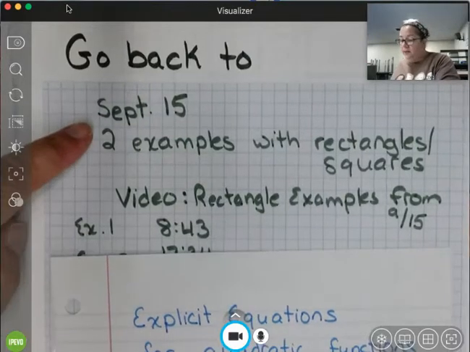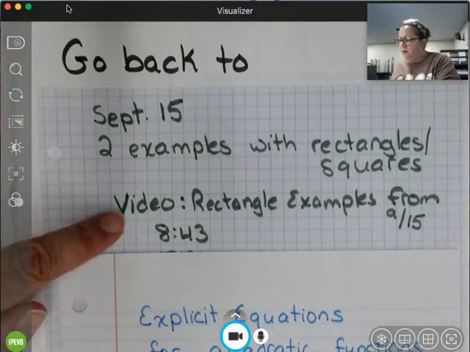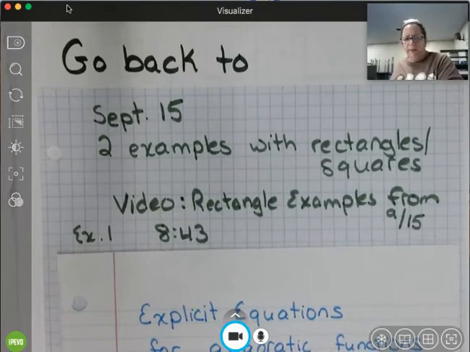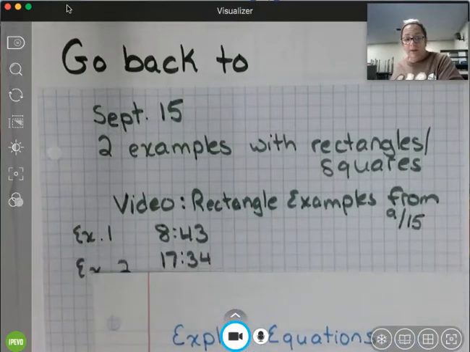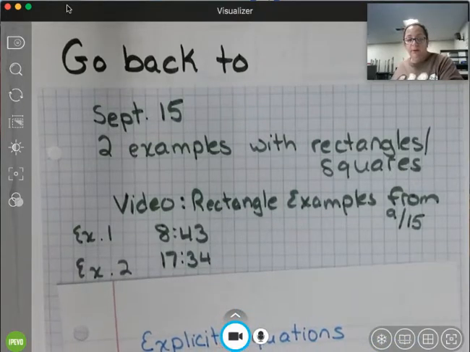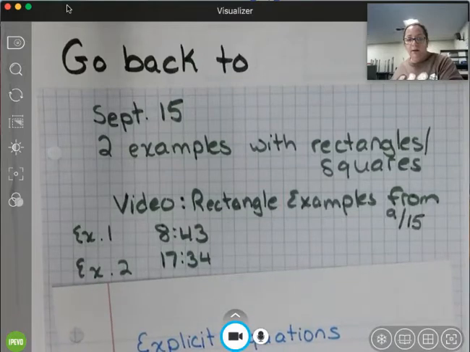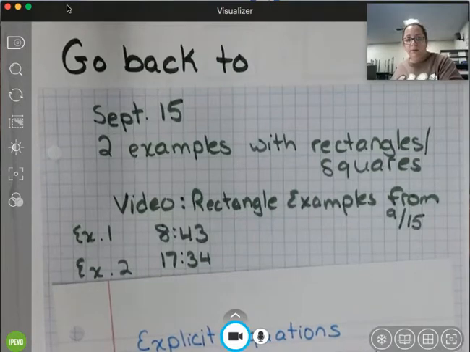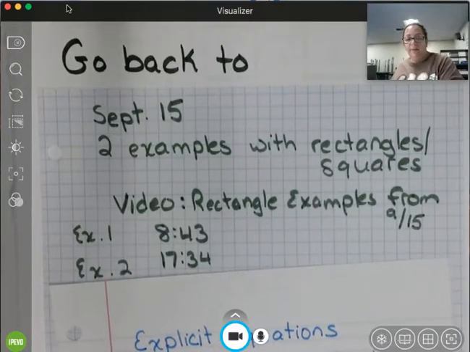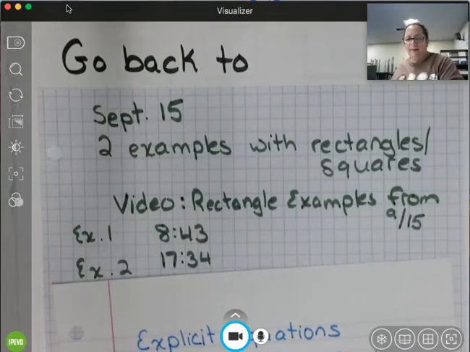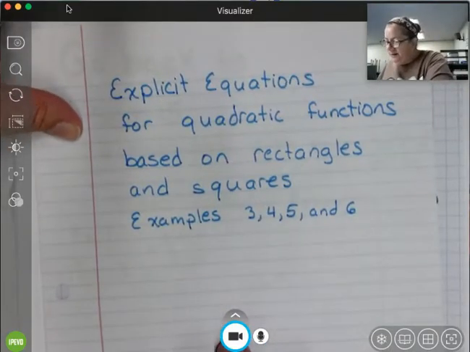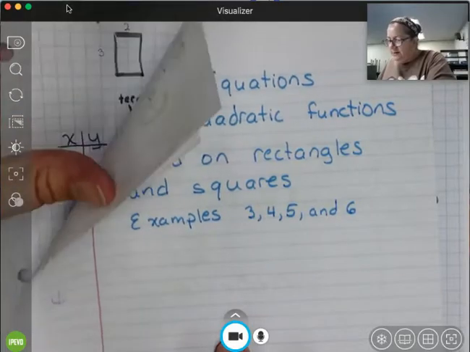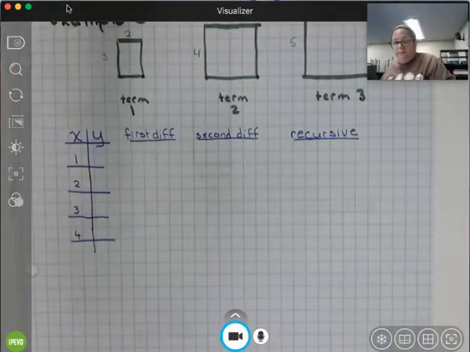Okay, so you're either finding those 2 examples in your notes, and you'll know because they're rectangles and squares, and we wrote an explicit equation for them. If you can't find them in your notes, then go ahead and check the video out and get those 2 examples into your notes. When you're done with that, come back and we'll move on with today's lesson. And you know there's about to be a question about it, right? All right. So we're ready. Example 3.